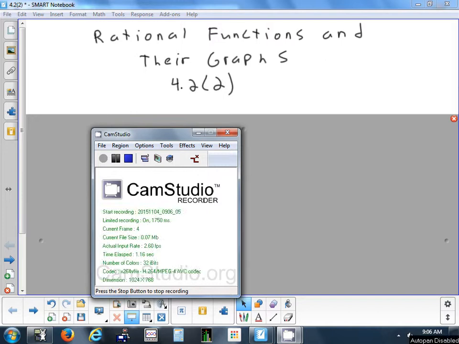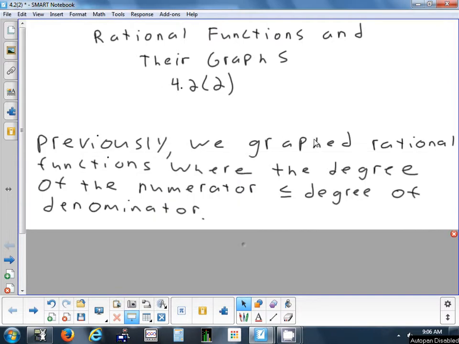All right, so let's continue looking at section 4.2. So yesterday, this is what we did. All the graphs that we did, the degree of the top was less than or equal to the bottom. And we saw a certain kind of graph we usually get. Sometimes it's separated into three sections. We get those two L shapes with that curve in the middle. Sometimes they can look a little different, but that three-sectioned one is pretty common.